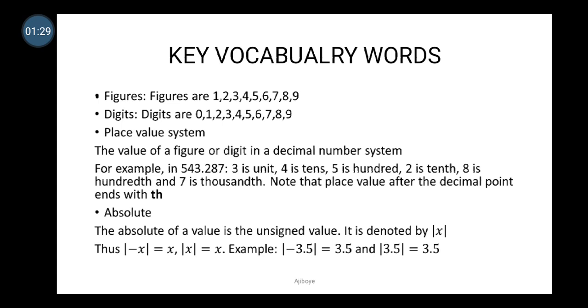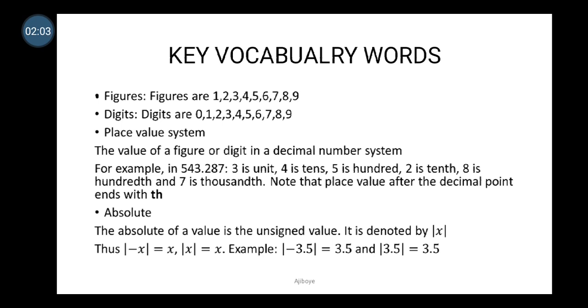Place value system. The value of a figure or digit in a decimal number system. For example, in 543.287, 3 is unit, 4 is 10, 5 is 100, 2 is tenth value, 8 is hundredth value, and 7 is thousandth value. You will note that place value after the decimal point ends with th.